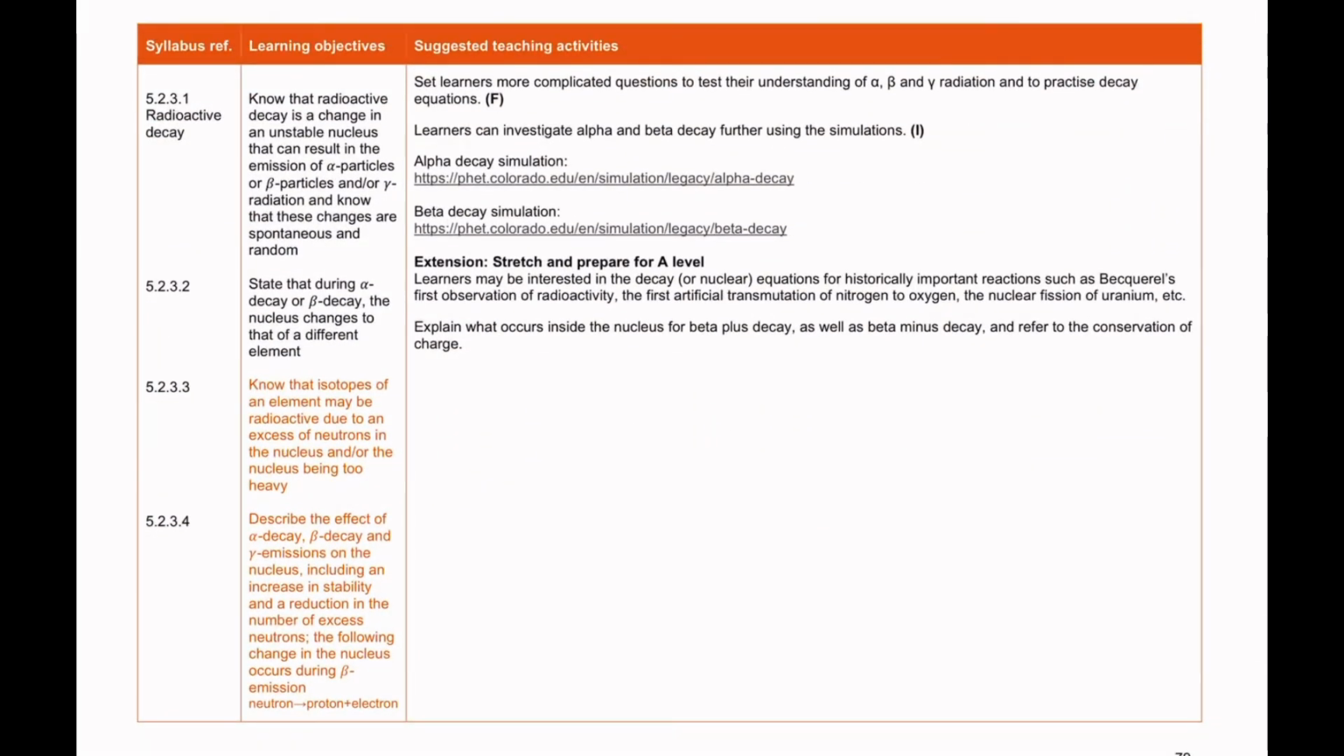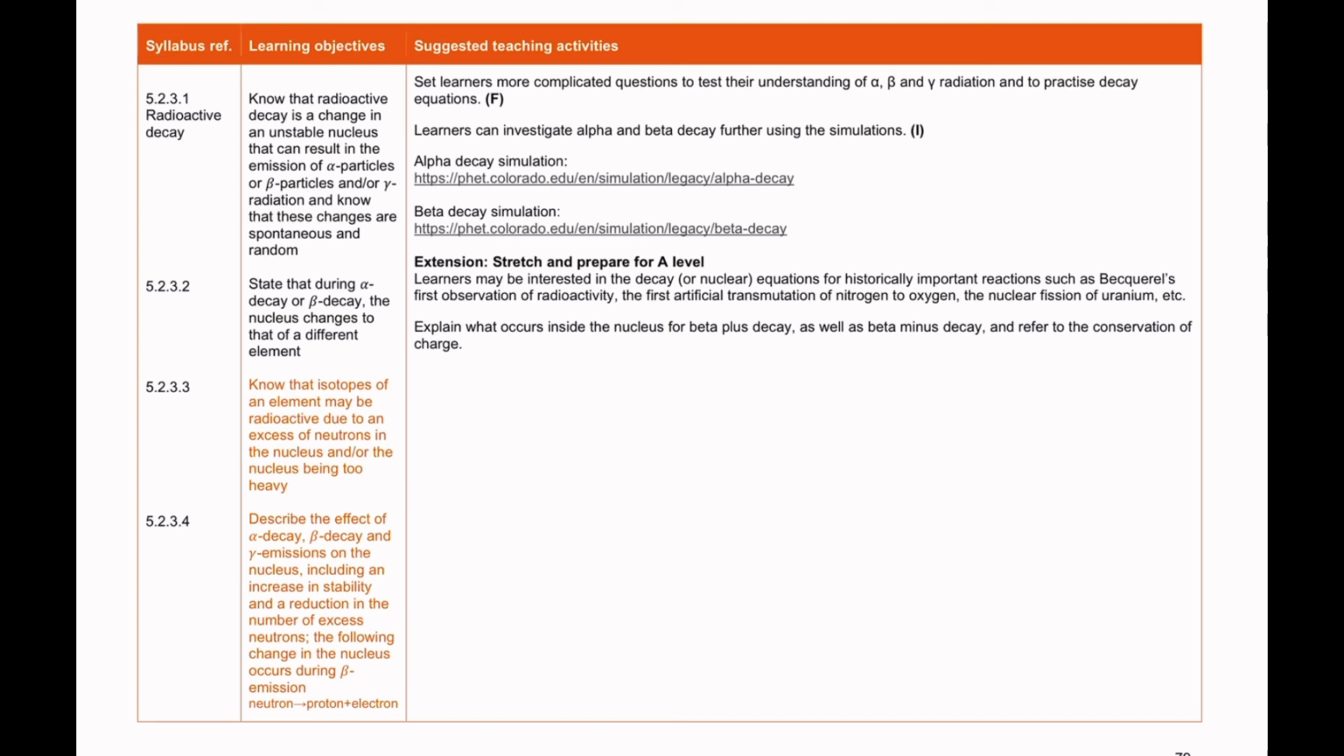Key concept 5.2.3.1. Radioactive decay. Know that radioactive decay is a change in an unstable nucleus that can result in the emission of alpha particles or beta particles and/or gamma radiation, and know that these changes are spontaneous and random. State that during alpha decay or beta decay, the nucleus changes to that of a different element. Know that isotopes of an element may be radioactive due to an excess of neutrons in the nucleus and/or the nucleus being too heavy.